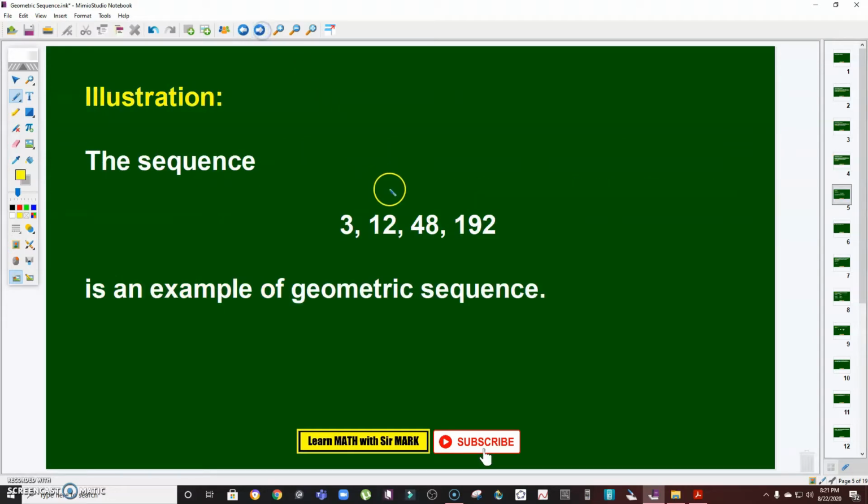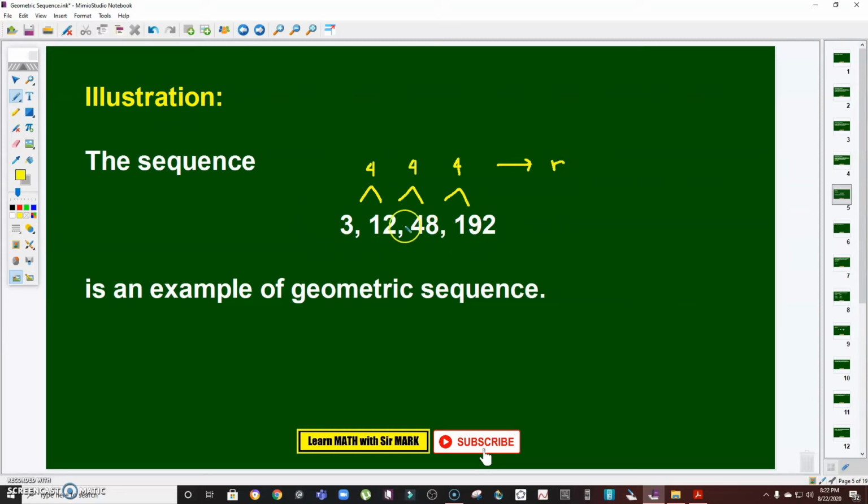Okay, to illustrate it, consider the sequence 3, 12, 48, and 192. This is an example of geometric sequence. Why? Observe that if I divide 12 by 3, the quotient is 4. Likewise, if I divide 48 by 12, the quotient is 4. And lastly, if I divide 192 by 48, the result is also 4. Once again, this fixed constant here is what we call the common ratio.